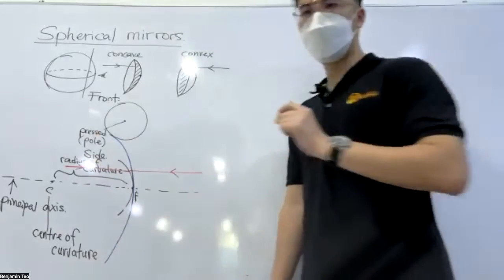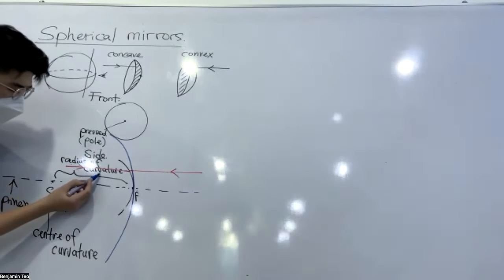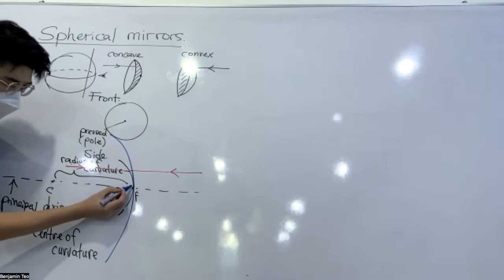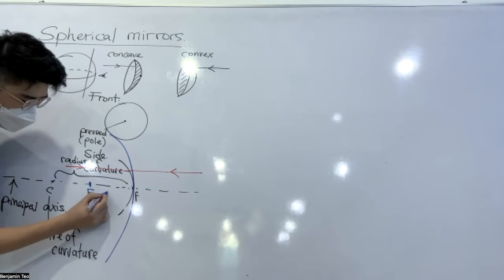And also, again, just like the lens, a very, very important point is the focus. Where is the focus? It is half the radius of curvature. This is the radius of curvature. You take half of it. This is the focal point.